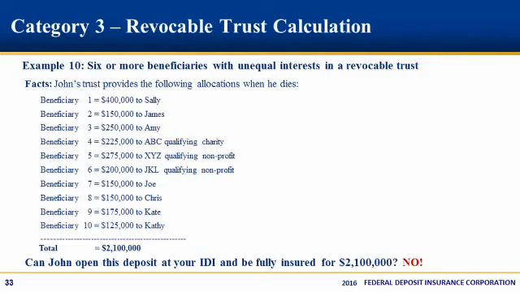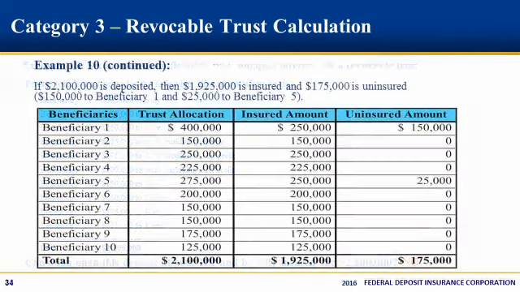The question John is asking you is, can I open this deposit at your bank and be fully insured for the entire $2,100,000 allocated under this trust agreement? The answer is no. In reviewing each beneficiary's specific allocation, we see that 2 of the beneficiaries, Sally and the XYZ nonprofit organization, have specific allocations that exceed $250,000.